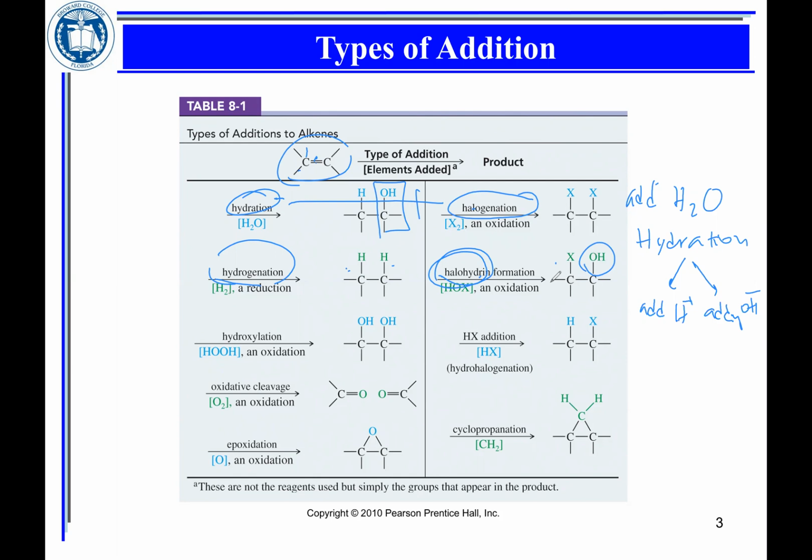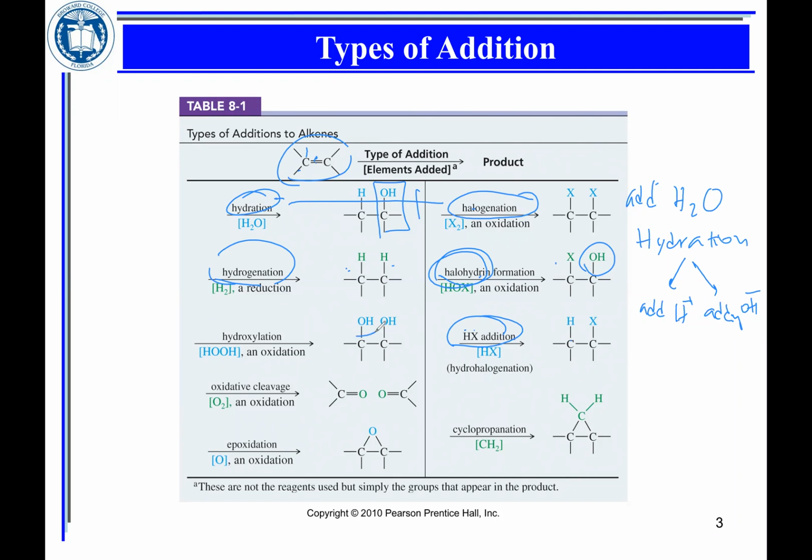If you look at the meaning of these words, it's going to help you remember more. So addition of HX, like if you're adding HCl or HBr or HI, H will add to 1 carbon and X will add to the other carbon. So this one is more simple.